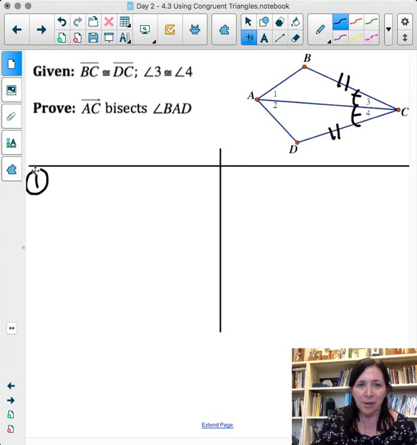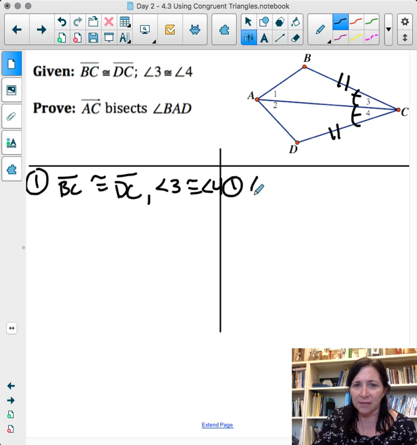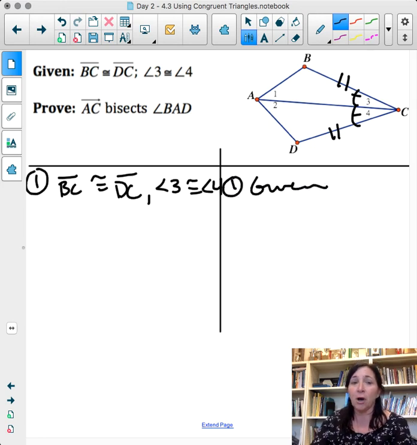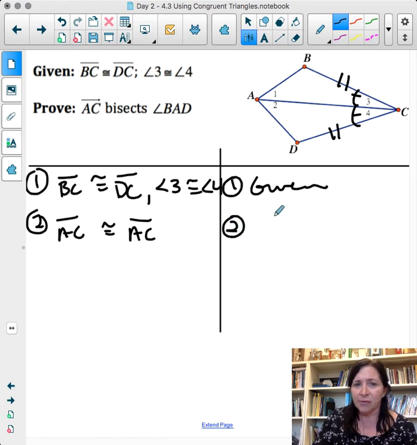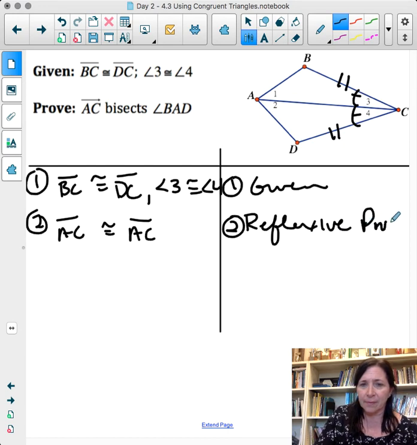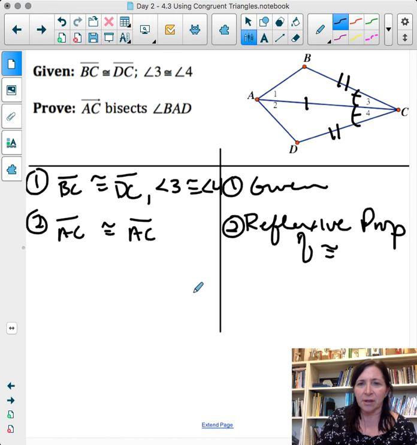So the first thing we know is that BC is congruent to DC, and we know angle 3 is congruent to angle 4, and that's just given. We also know that AC, that line in between the two triangles, is congruent to itself, AC, and that's the reflexive property of congruence. And so I know this is equal to itself.